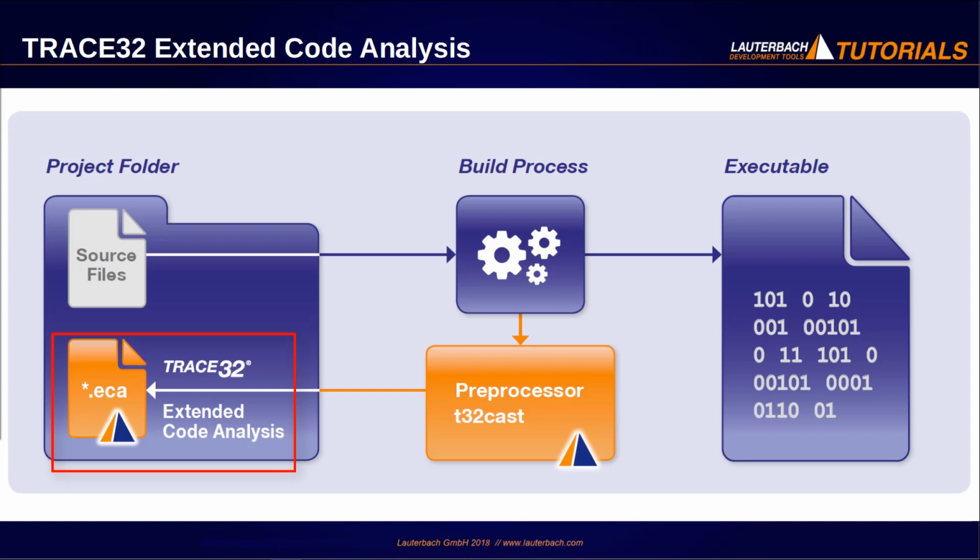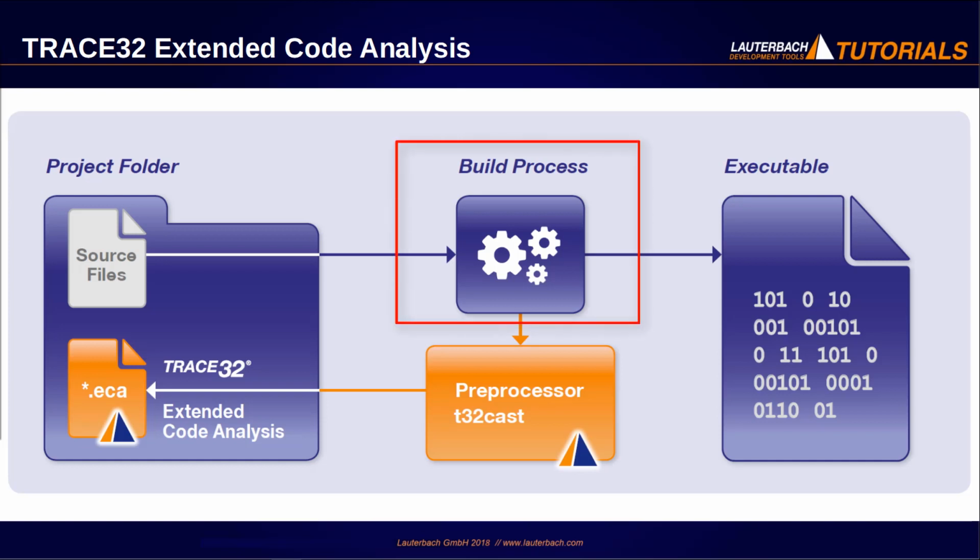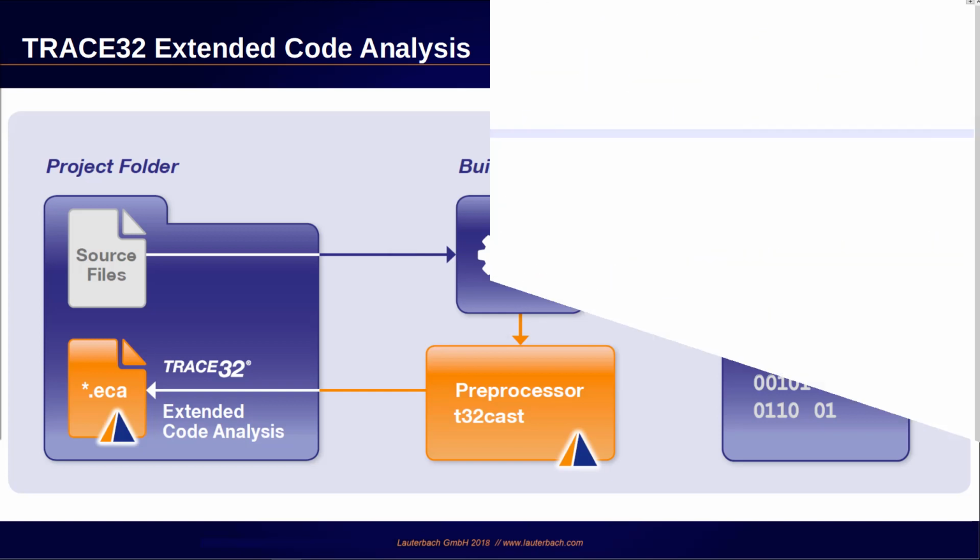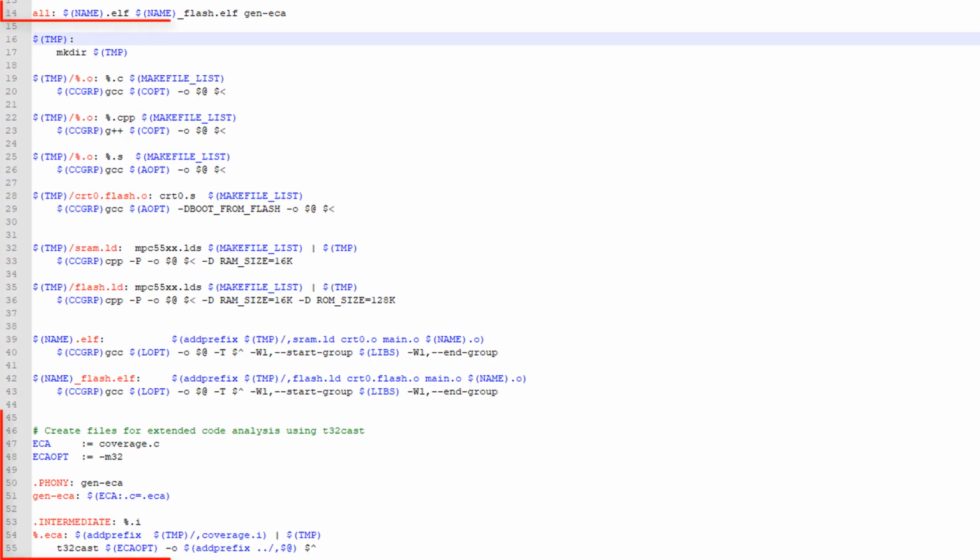ECA files are stored in the same directories as their corresponding source files by default. Consequently, the build process must be adjusted in order to allow this information to be generated. The T32 cast command line tool is compiler independent, and it can be easily integrated into existing build environments. This, for instance, is a simple makefile example where the ECA files are generated.